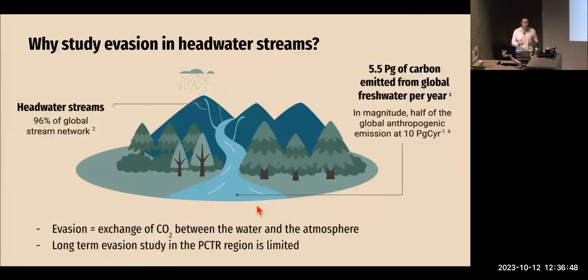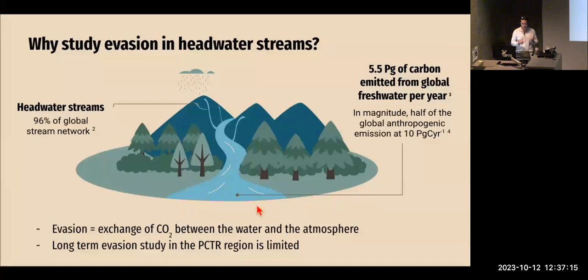Evasion from inland freshwater is really under-accounted for when characterizing global CO2 emissions, especially from headwater catchments, despite the fact that they occupy 96% of the global flow path. This is largely due to the labor-intensive nature of the conventional grab sampling approach: going out there, getting a water sample, bringing it back to the lab and analyzing it. And also assessing these smaller high elevation streams is hard.